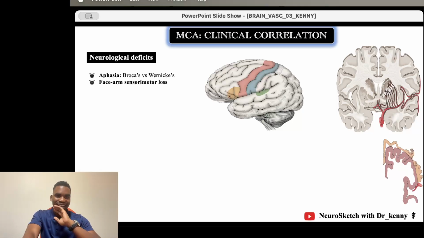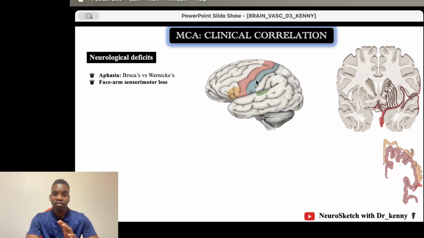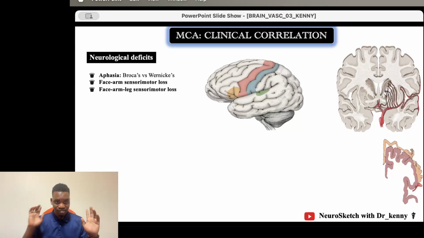Number two, the face and the arm is for motor loss. I mean, the loss of motor function of the face and the arm, like facial paralysis and paralysis of one arm. It's a no brainer, because we know the face and the arm are supplied by the middle cerebral artery, and to be specific, maybe the superior division of the middle cerebral artery. Also the sensation, no question about that. And then we can have face, arm, and leg.